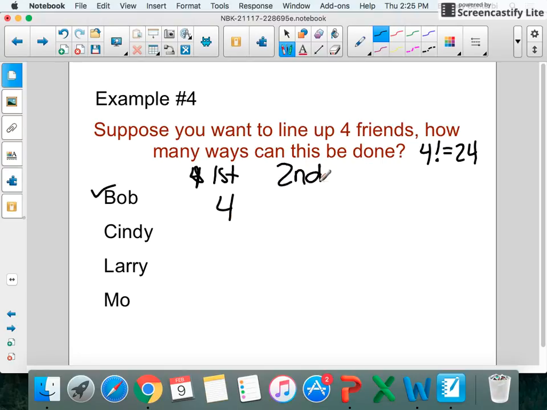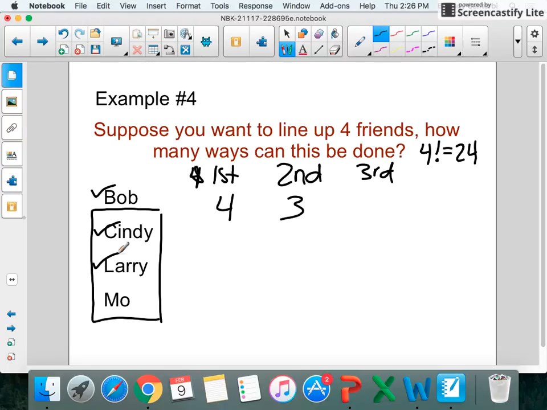Then our second person. Since Bob's already in line, I can't put him first and second. He can only be first. So I don't have Bob to choose from anymore. I only have Cindy, Larry, and Mo, so I have 3 people to choose from. Now we'll say that we put Cindy second in line. And then I go to the third person in line. For the third person, I cannot put Bob or Cindy in that spot because they're already in the first and second spots, so they can't be in two spots at once. So I only have two choices. I've got Larry and Mo, so I'll put Larry, and then for the last spot, only Mo is left without a spot to go. So there's only one person that could go there.